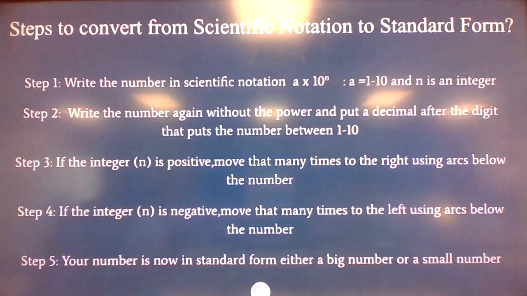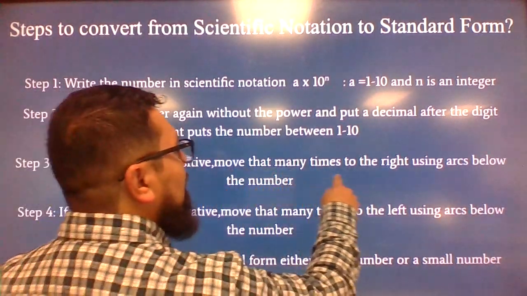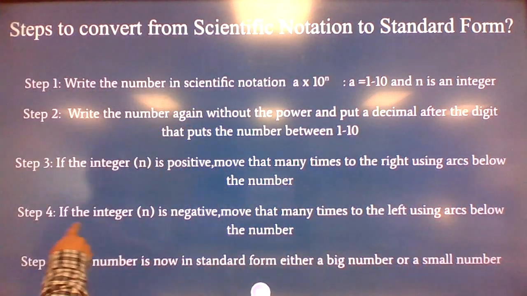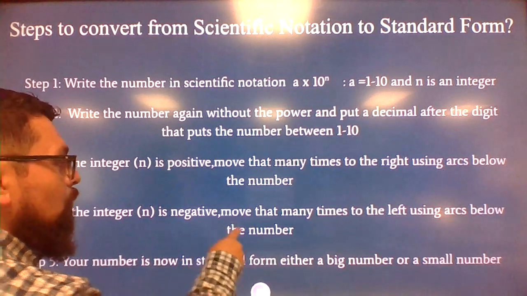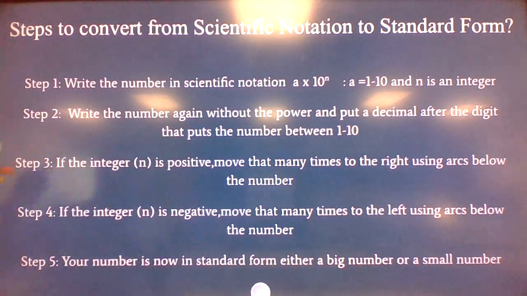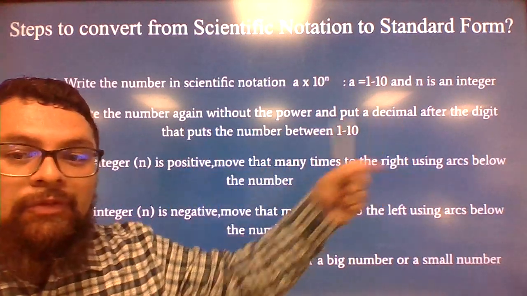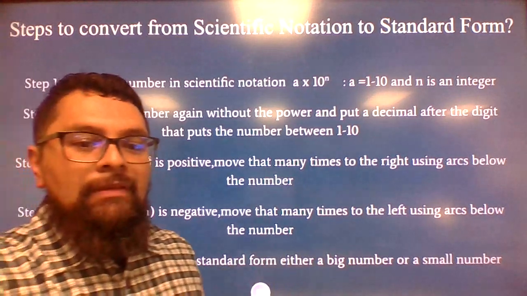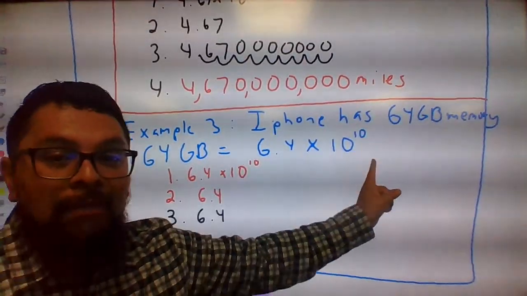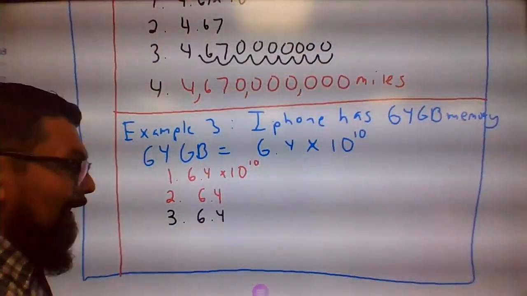Step 3 and step 4: if the integer is positive, move that many times to the right using arcs below the number. If the integer is negative, move that many times to the left using arcs below the number. So let's see if this is positive or negative. If it's positive, we move to the right. If it's negative, we move to the left. It is positive, so we're going to move to the right. How many times are we going to move? 10 times. So from the decimal, move that way 10 times using the arcs.